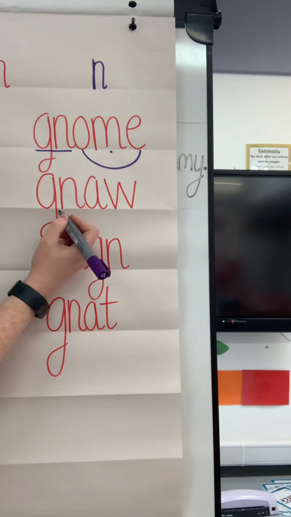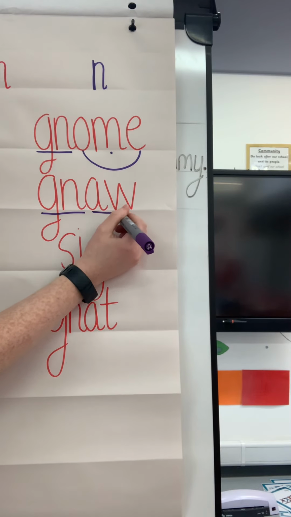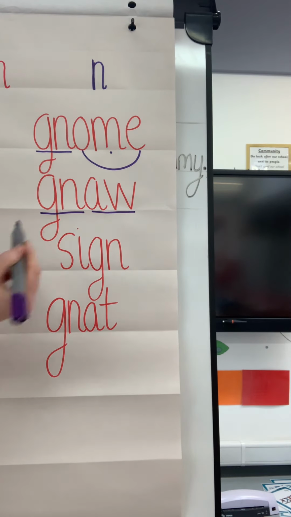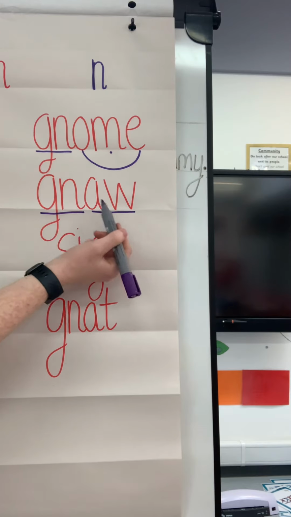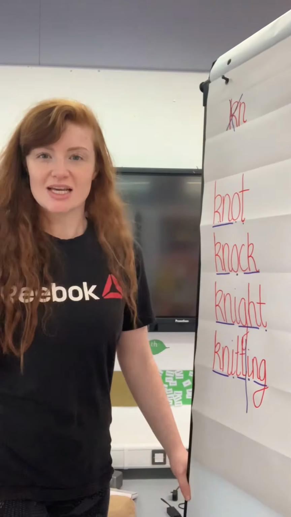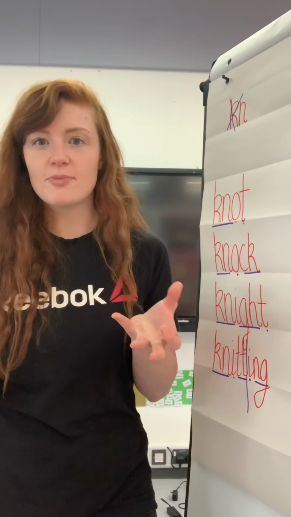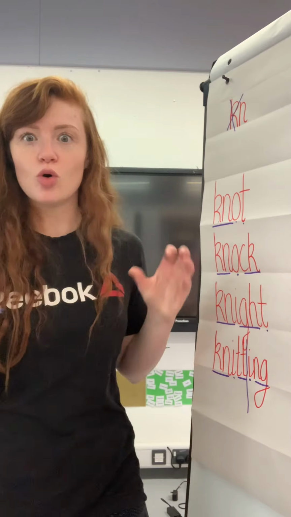Next one. Again, that G and N makes what sound, everybody? And then we've got our digraph, aw, as in I saw you yawn. Aw, gnaw. So when you're gnawing something, it's like you're biting on something. For example, my dog might gnaw on a bone. He's like biting, chewing, gnawing.